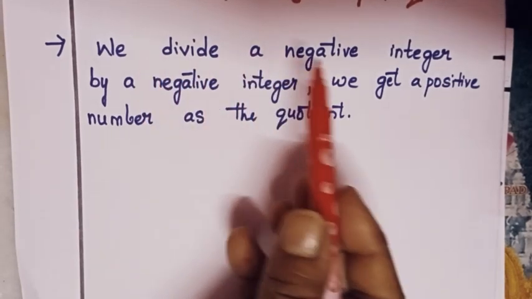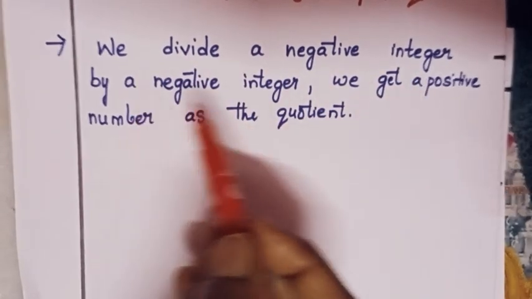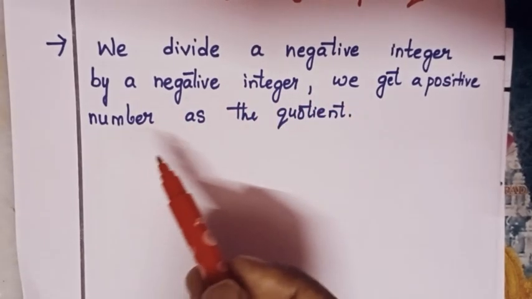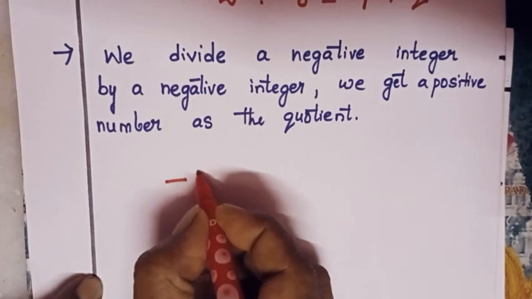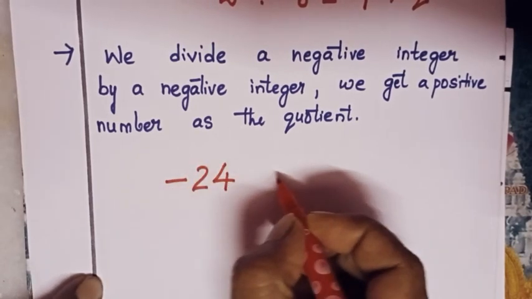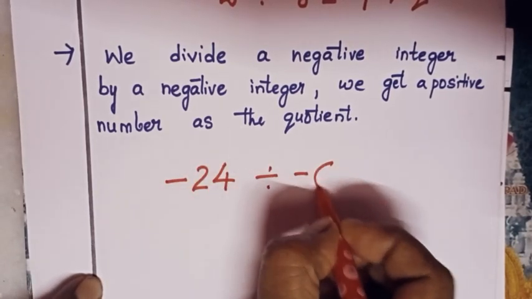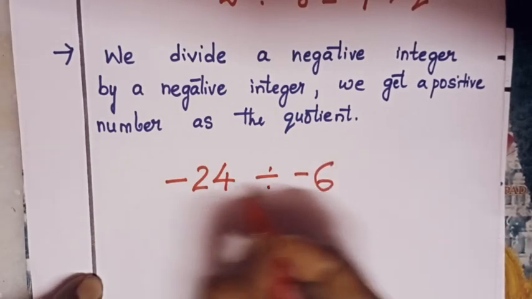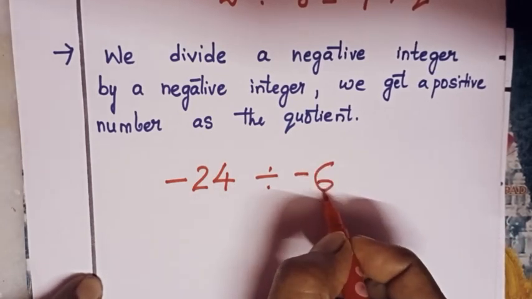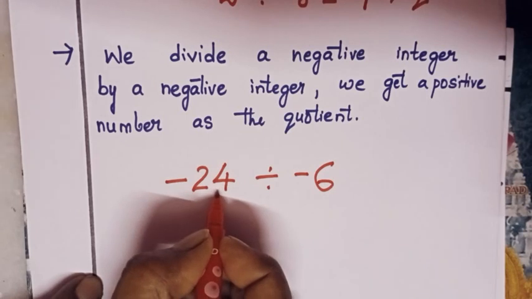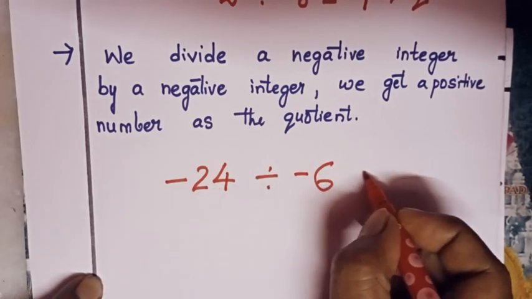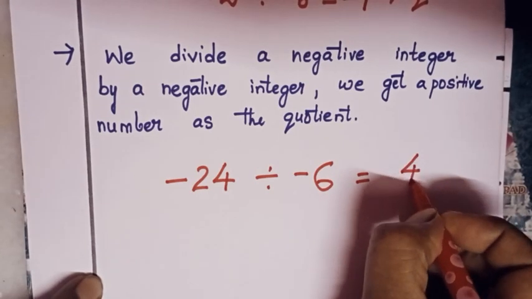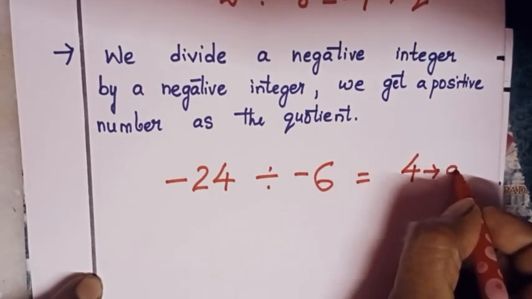If we divide a negative integer by a negative integer, we get a positive number as quotient. Suppose minus 24 divided by minus 6. Both are negative integers. So when 6 divides 24, children, what is 6 4s? Yes, 24. So 4 is the answer. So we get a positive integer as a quotient.